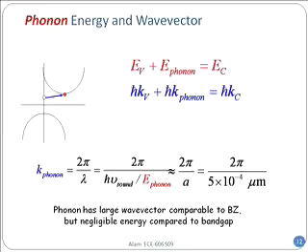By the way, I'm writing this word BZ on the bottom. BZ stands for Brillouin zone. It takes a little bit to write, so remember that this word means the end of the Brillouin zone, 2 pi over A.